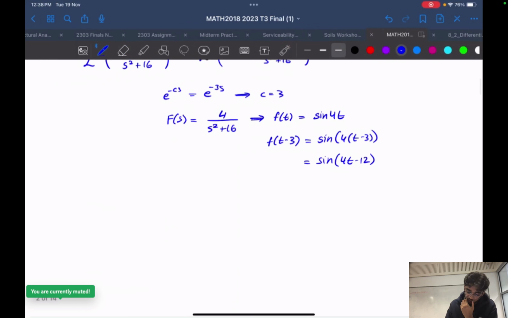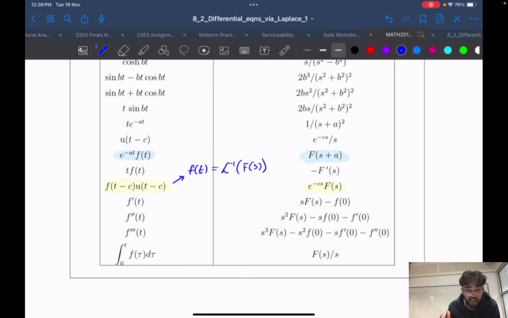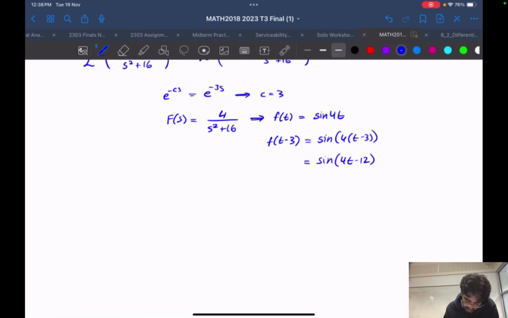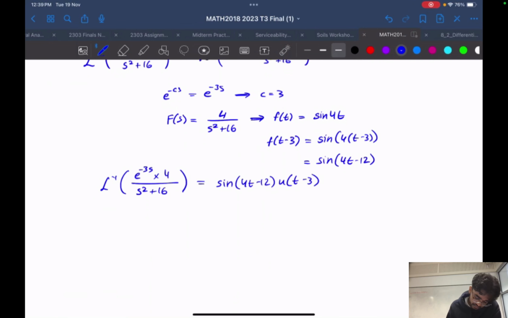Okay, and our u function, it's called the Heaviside function, we just leave it as it is. We don't really touch it. So we can say that the inverse Laplace transform of e to the minus 3s times 4 all over s squared plus 16 is equal to sine of 4t minus 12 times u of t minus 3. That's our answer.